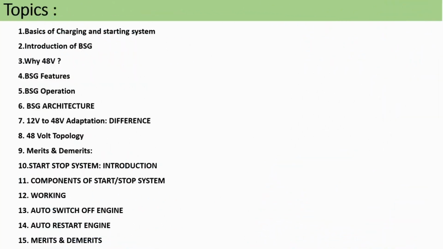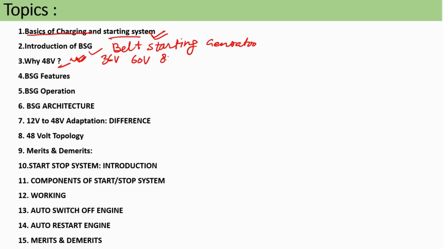Going forward, the topics we are going to cover: first we will understand the basics of the charging and starting systems, how we are using them right now, and only then can we understand the BSG. BSG is nothing but the belt starting generator. We will see what it is, and why we use 48 volt only, why we are not using 36 volt, 60 volt or 80 volt. We will see this.